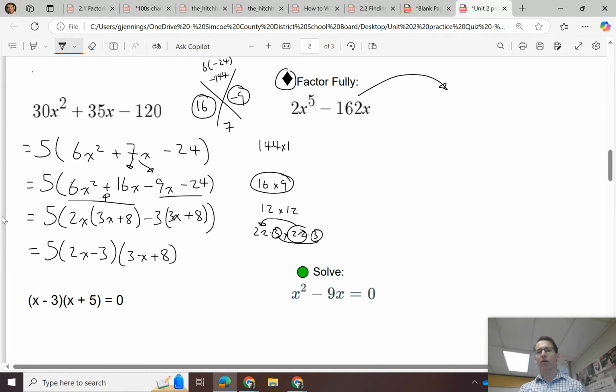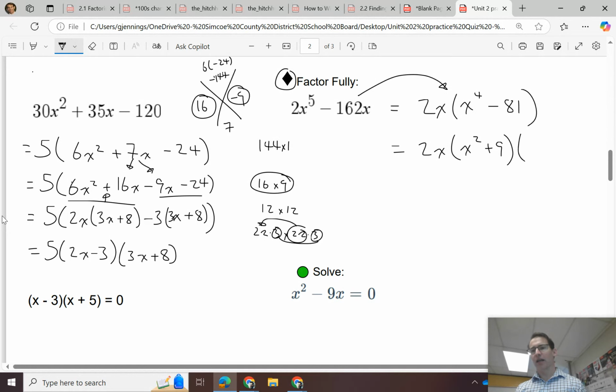Like that. Okay, this is equal to, I see a common factor 2x. And that's going to be x to the 4 minus 81 in the brackets. Okay. X to the 4 minus 81 is the difference of squares. So that's going to be 2x times x squared plus 9 times x squared minus 9. Oh, x squared minus 9 is also a difference of squares. So this is 2x times x squared plus 9 times x plus 3 times x minus 3.